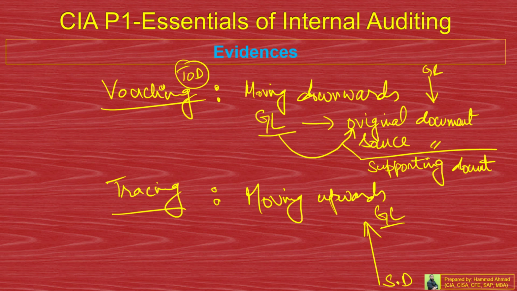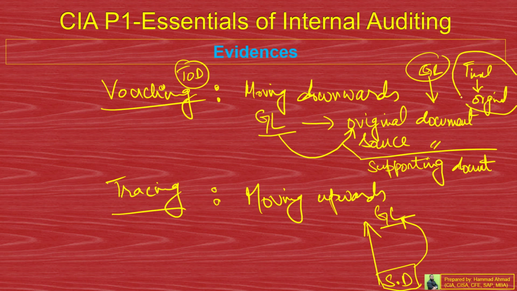We will take a sample of supporting documents and we will check whether these are being entered in the GL or not. Whether these entries are appearing in the GL, this is called tracing. Okay? And when we select a sample from GL, it is called vouching because we are going downwards. We are going from final document to original document. This is another concept of this. Final document to original document, this is vouching. And from supporting document or original document to final document in the opposite direction, this is tracing.